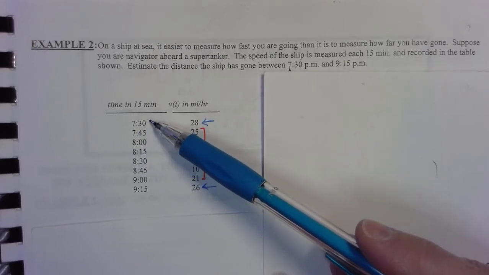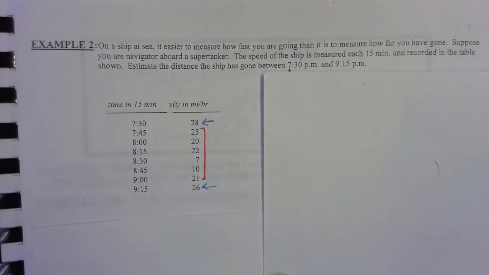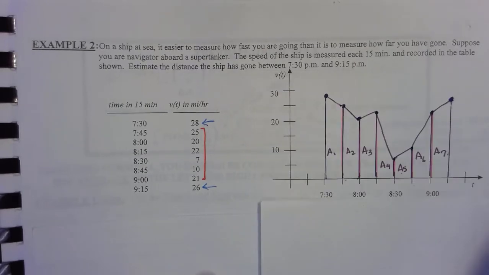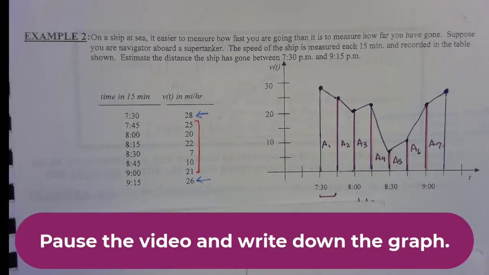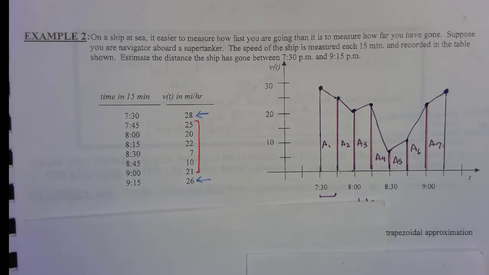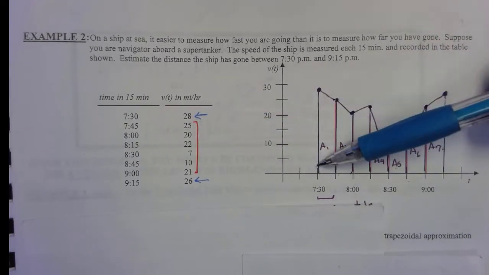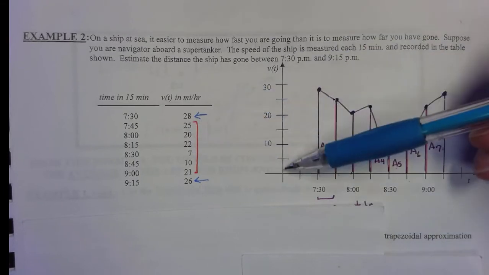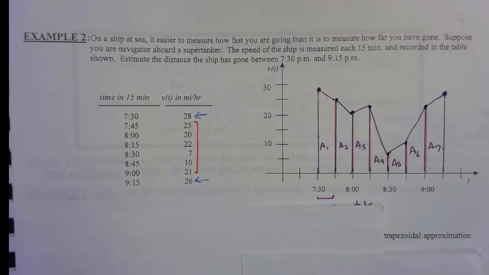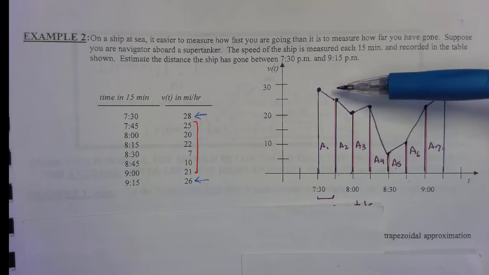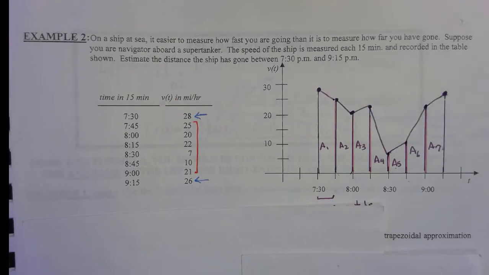All right, so starting at 7:15, here are these speeds. And I'm going to show you this diagram. Pause the video and draw in this trapezoidal diagram. So what we have done here is we have plotted each one of these. This is our velocity, this is our time, and this is our time in minutes or quarter of an hour, right? And this is velocity in miles per hour. And we've plotted those points and sketched our little trapezoids.